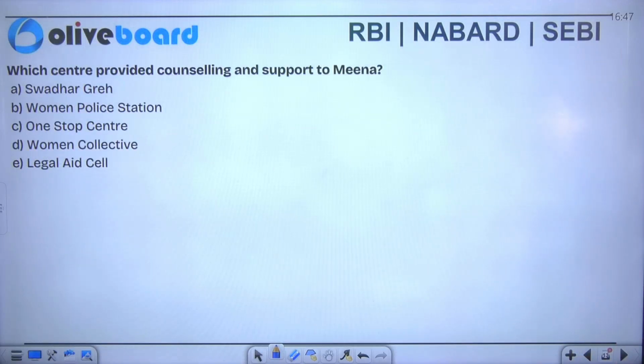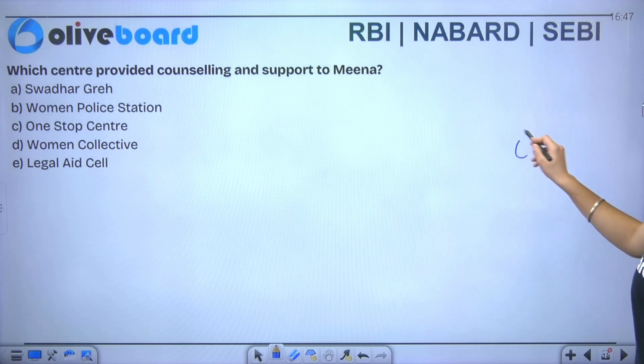Next, which center provided counseling and support to Meena? Is it Swadhar Greh, Women Police Station, One Stop Center, Women Collective, या फिर Legal Aid Cell? Which one is the correct statement? So I hope you have just given the right answer. So the correct answer we have is C, which is One Stop Center.